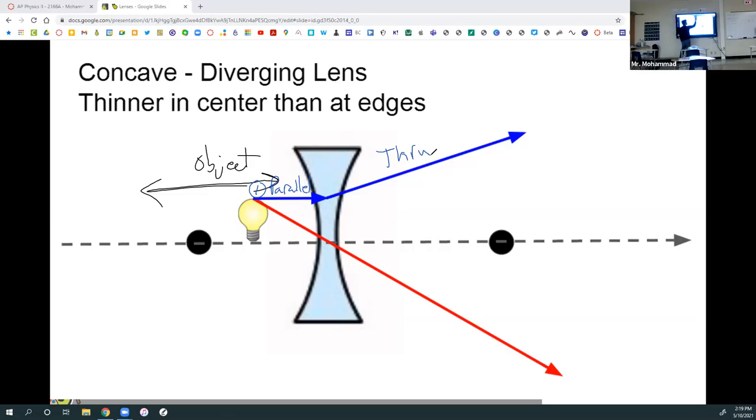So it's not like it's going to get bent towards that focal point. It's being bent away. And to figure out the line it gets bent at, it's bent in line with that focal point. So it's almost like you have to trace back to figure out the angle it gets bent at. In other words, in order to figure out how it's being bent, you follow the ray of light back. This second one here is just going straight through.